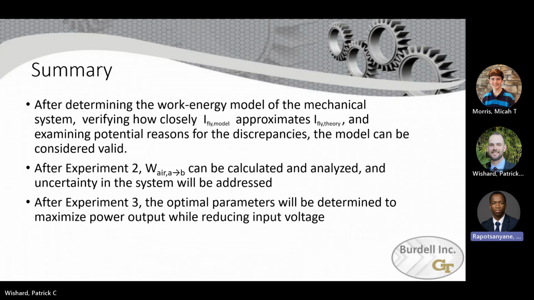After finding the work energy model of the mechanical system, verifying how closely I fly for our model approximates I fly theoretical, and examining reasons for the discrepancies, the model can be considered valid. After the second experiment, work done by air can be calculated and analyzed, including the uncertainties. After the third experiment, the optimal parameters will be determined to maximize power output while reducing input voltage.